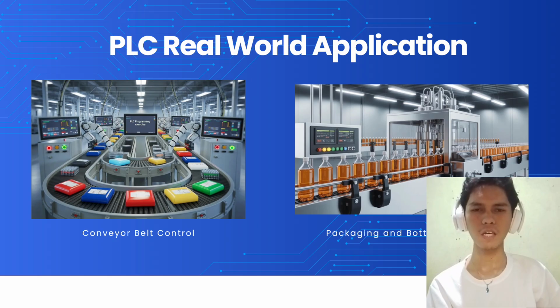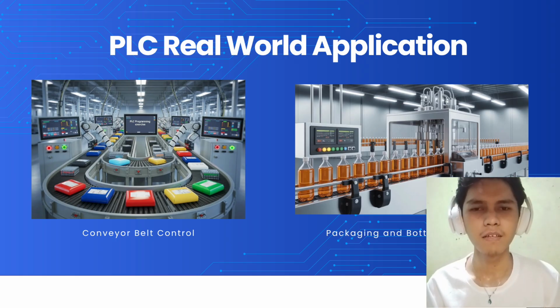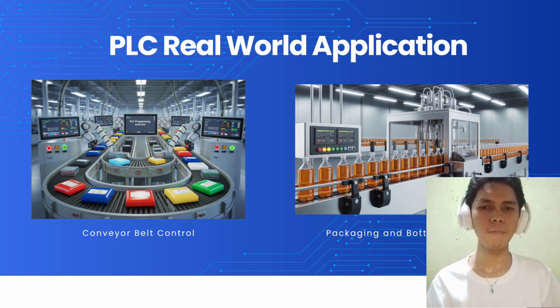So, where do these heroes of industry actually work? They are everywhere. They run the packaging and bottling machines that fill millions of products every day with extreme precision and speed. They control the sophisticated logistics of a conveyor belt system, deciding in milliseconds where every package or product needs to go.